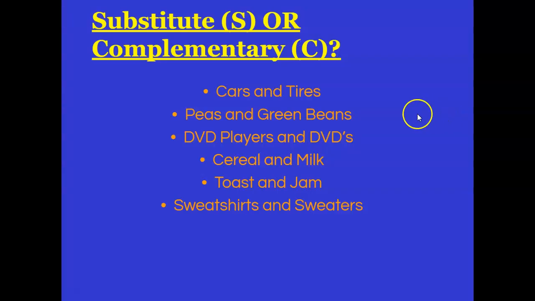So a question is: is this a complementary good or a substitute? So cars and tires are which? Substitutes or complements? I'm going to ask you to go through each of these and think about whether they are substitutes or complements. And that is actually going to be your ABA for today, to go through each of these and identify whether they are substitutes or complements.